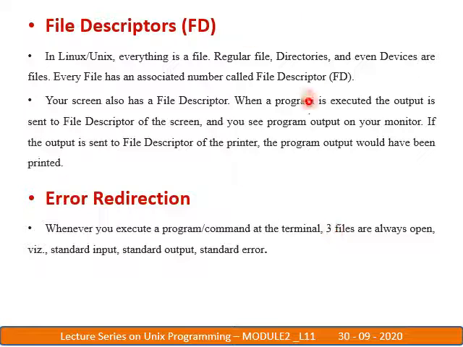Even our screen, which we normally call an output device, has its own file descriptor, its unique identifier. When a particular program is executed, the output is sent to the file descriptor of the screen, and you see the program output on your monitor. If the output is sent to the file descriptor of the printer, the program output would be printed. So this is how, instead of file names, we can use file descriptors.